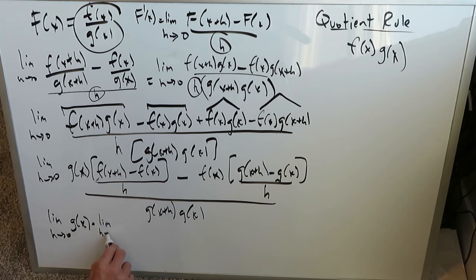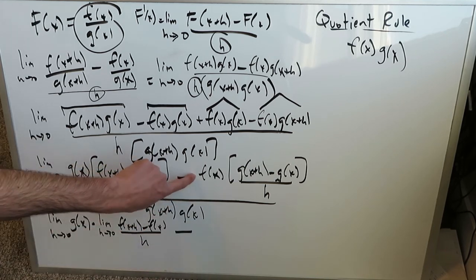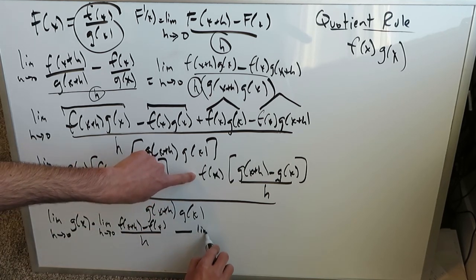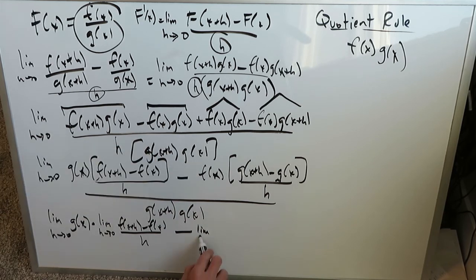Limit as h approaches 0, I have this part right here, f of x plus h minus f of x, divided by h. Now I have this minus sign, let's bring the minus sign. We have this part f of x here, let's bring it with its own limit. Limit as h approaches 0, we have f of x. We have a bit of a space issue over here, but we have to make it work.